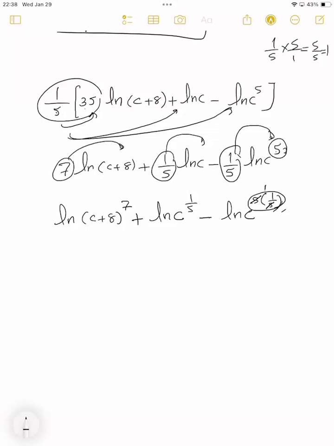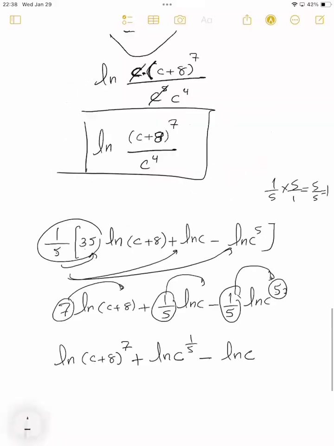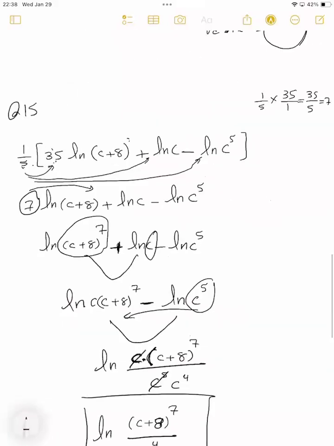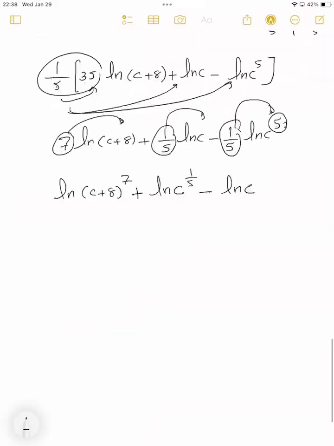Now that this is simplified, that's what I had forgotten, I made a mistake. I forgot to distribute that 1/5 completely. I multiplied 1/5 by 35. I wrote it as 7. Then I forgot to multiply it by these guys. So now we are going to get rid of this addition. We join these two as 1 ln of c plus 8 to the power 7 times c to the power 1/5. Then we have minus ln of c.